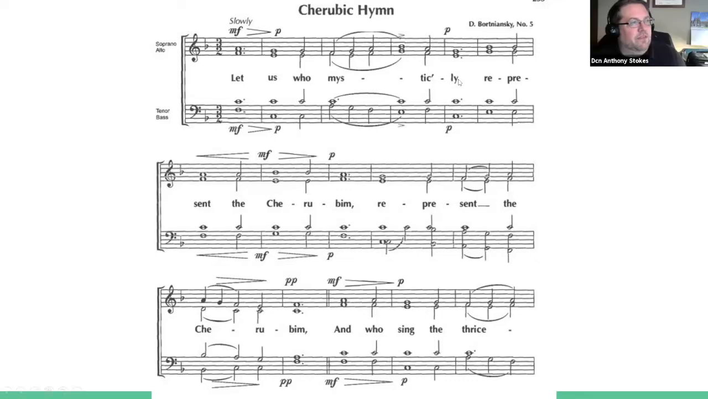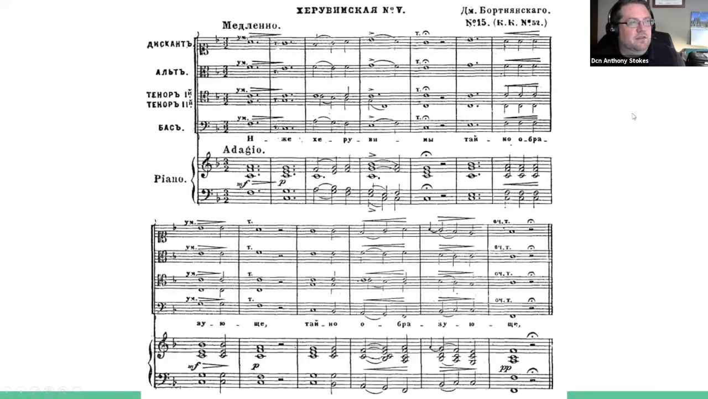Yeah, if we look at this version on the screen, that's from the Saint Vladimir's book. It's a little bit different, right? It's written in 3-2. It has a lot more dynamics, but it looks like, oh no, this looks like even slower, right? Well, the interesting thing then is, what is this? This is Bortnyansky's original version, right?